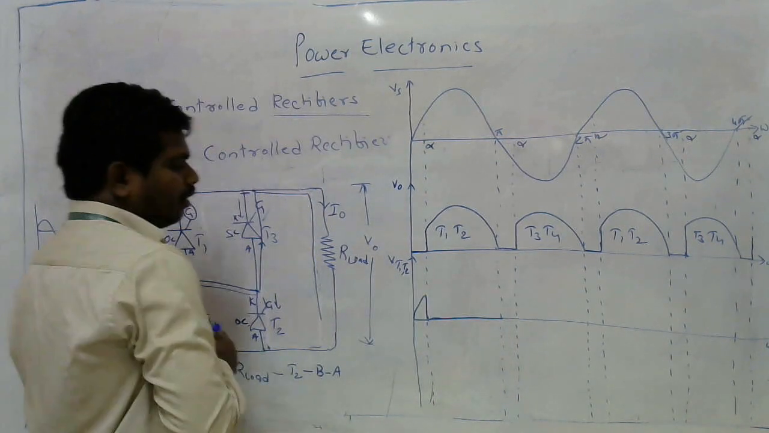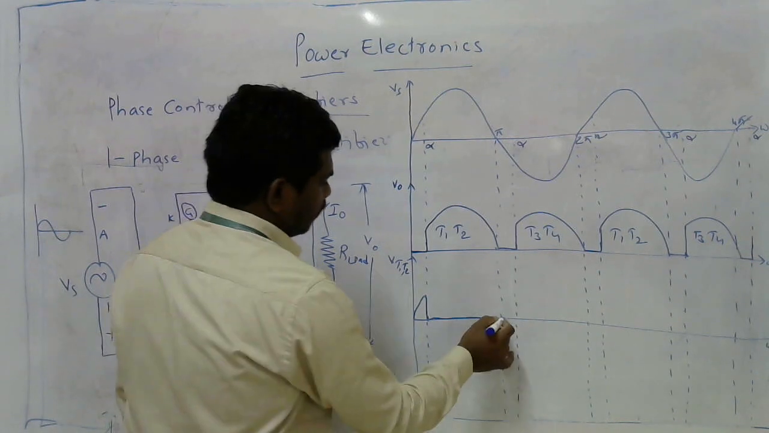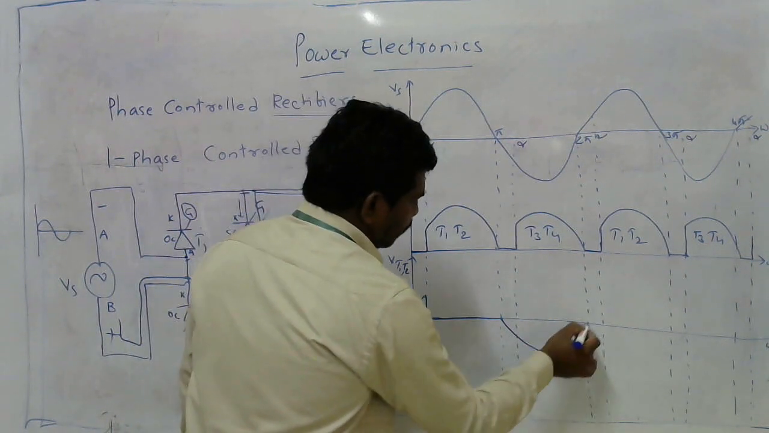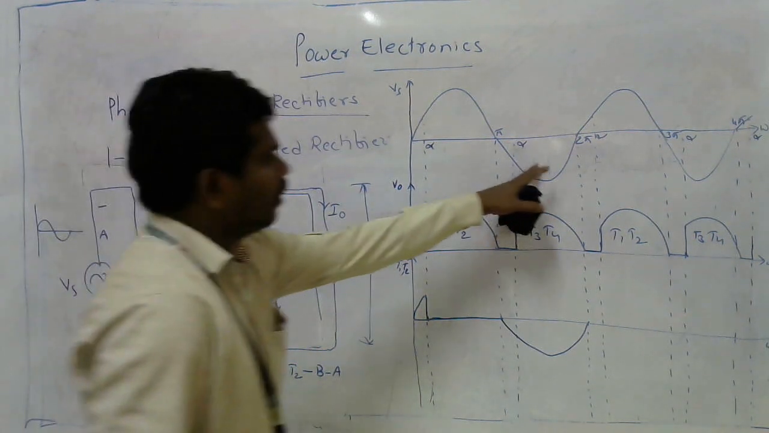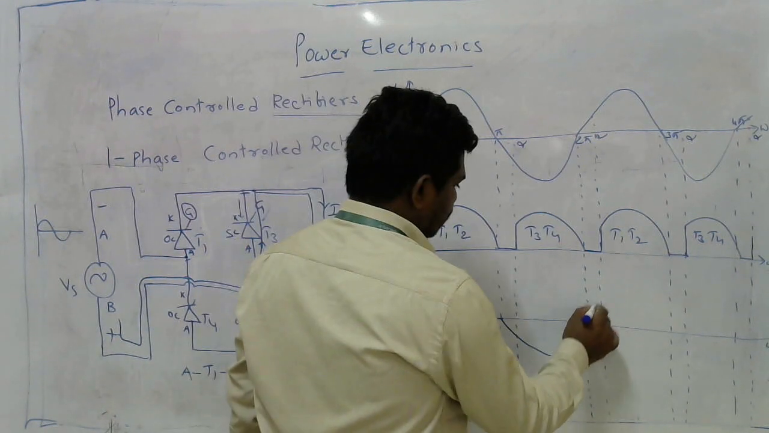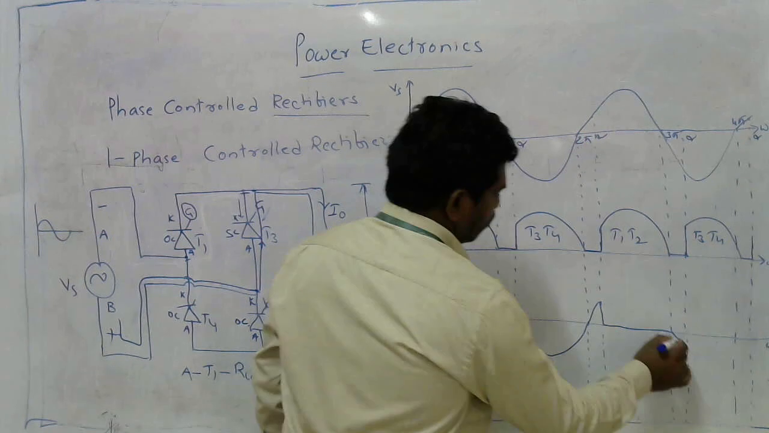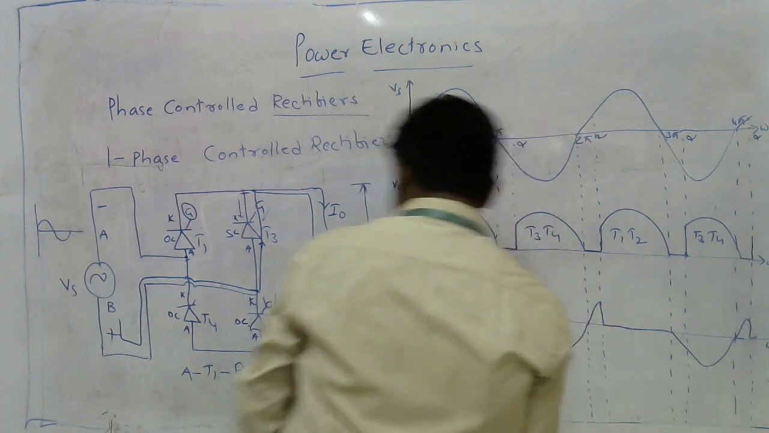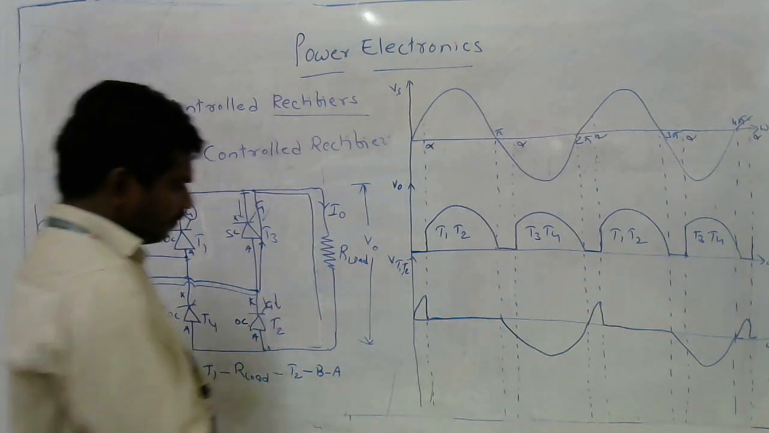Afterwards, when T3, T4 are conducting, there is a negative voltage available across T1 and T2, the same as the input applied. Then again this portion will come into action. Then 0, and the negative value we have done. Like this, we have the voltage across the thyristors.